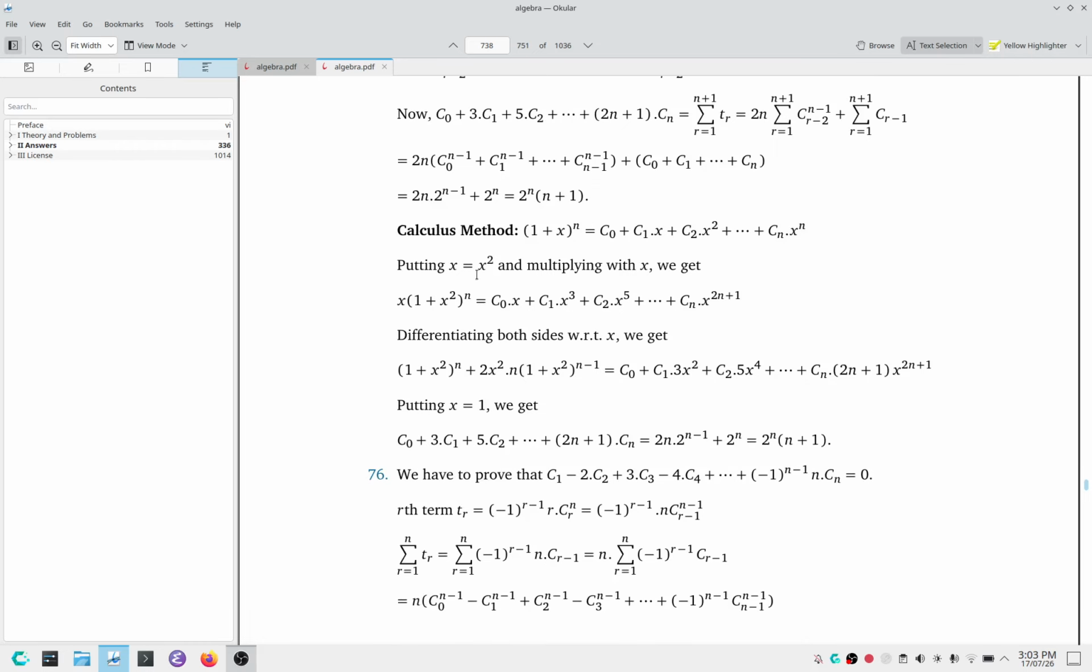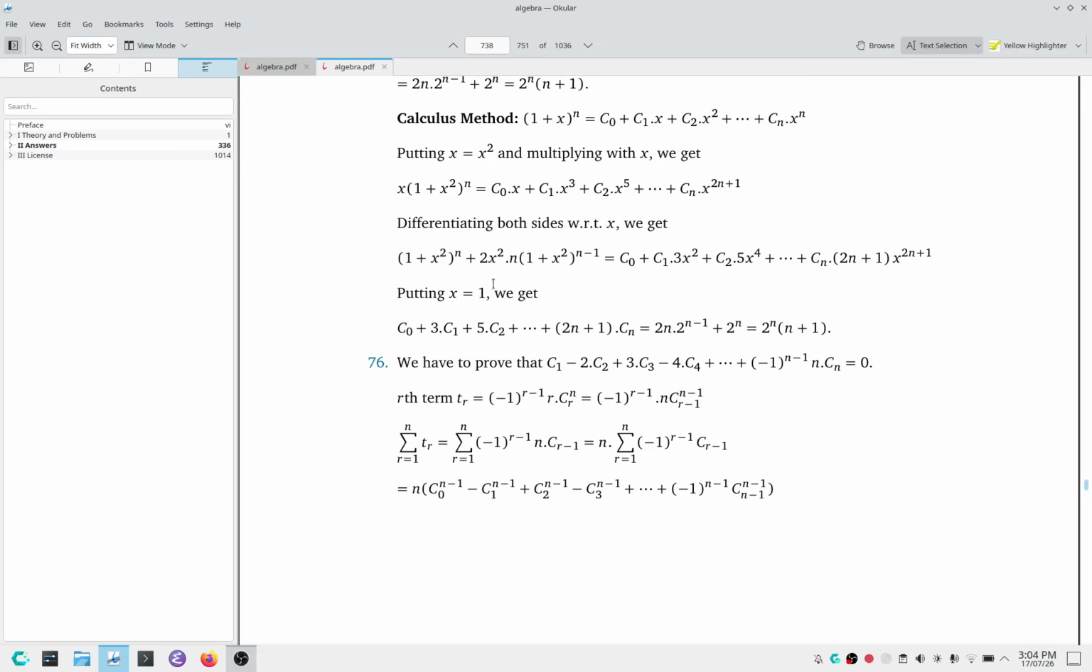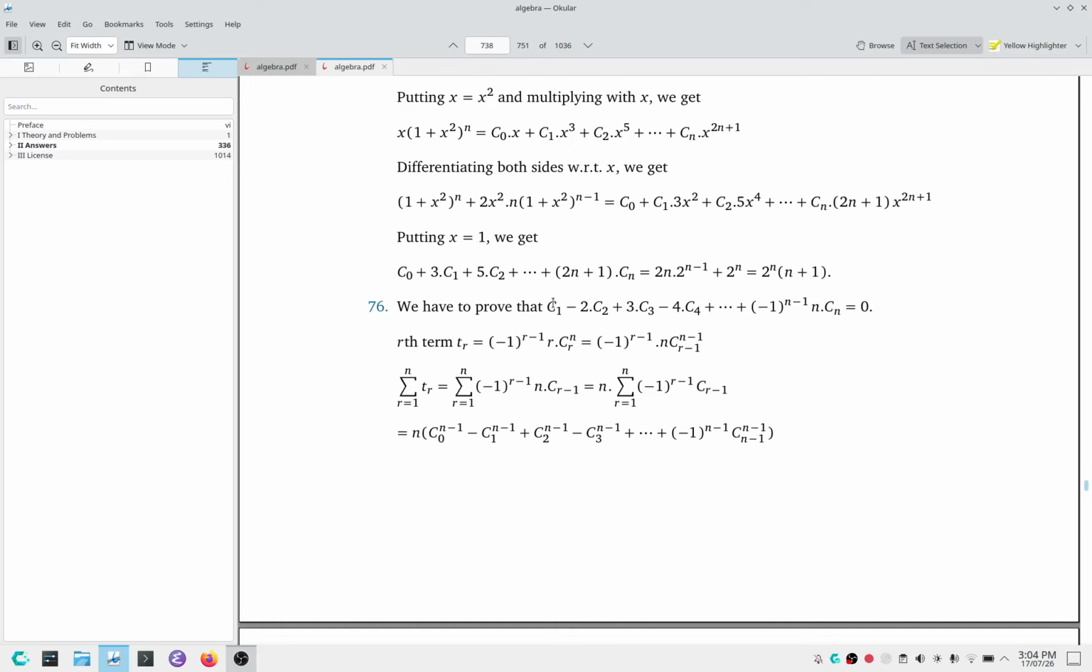Now for the calculus method, we put x is equal to x square and multiply with x. So we get c0x plus c1x cube plus c2x^5 up to cn x to the power 2n plus 1. And the left hand side becomes x times (1 plus x square)^n. We differentiate both sides with respect to x, we get (1 plus x square)^n plus 2x square times n times (1 plus x square)^(n-1) is equal to c0 plus c1 times 3x square plus c2 times 5x^4 up to cn times (2n plus 1) x^(2n). Now we put x is equal to 1, we get the desired series.